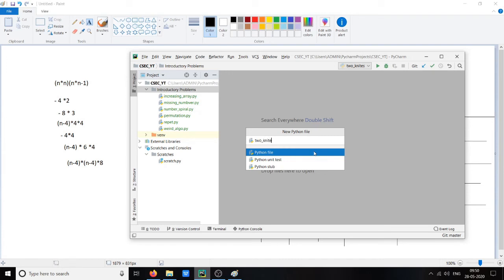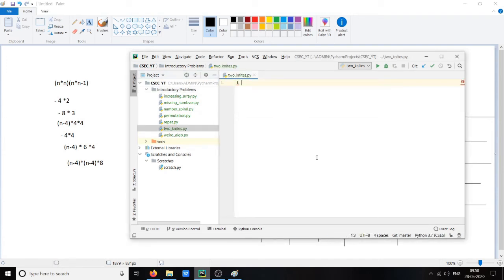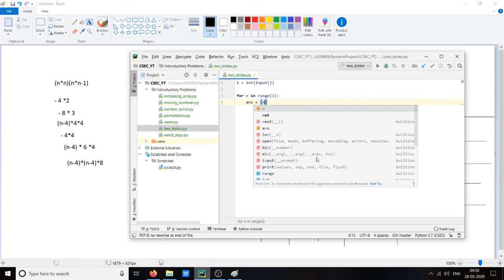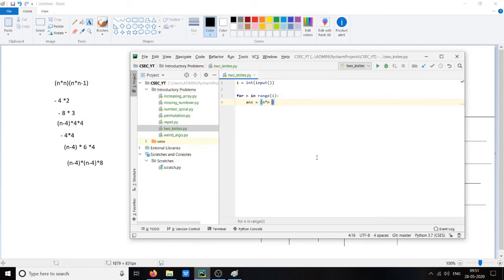Two knights. I will be our integer input. For n in range I. Answer will be n multiplied by n, which will again be multiplied by n into n minus 1.